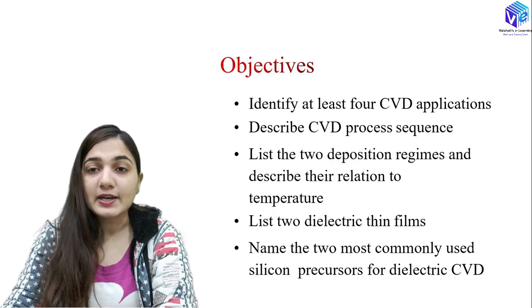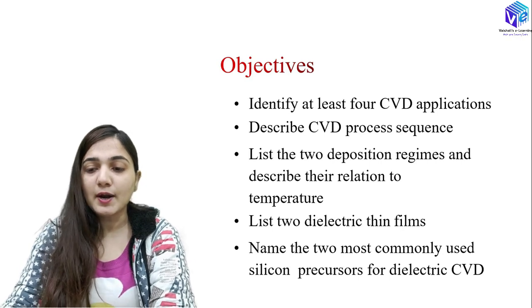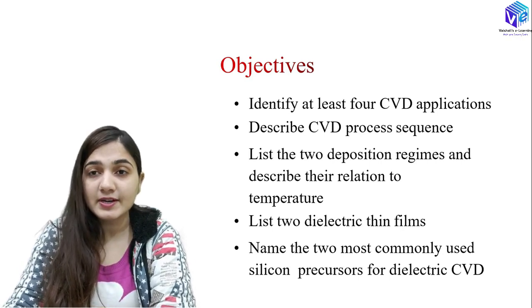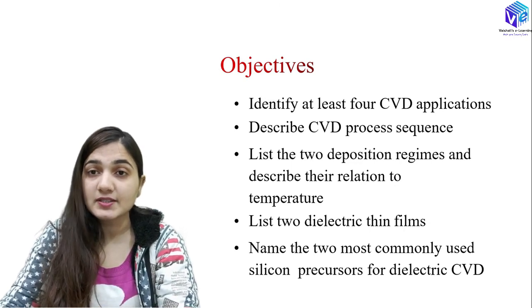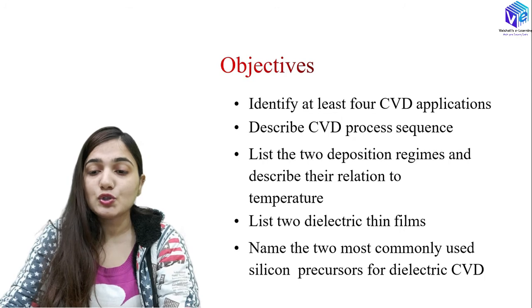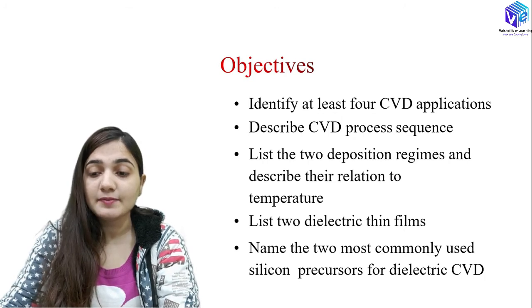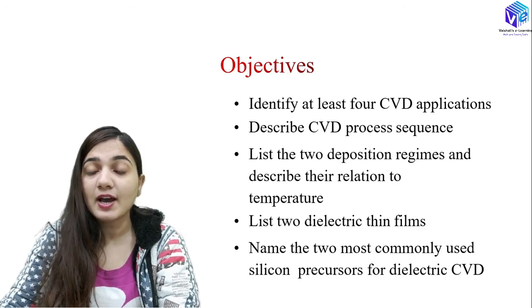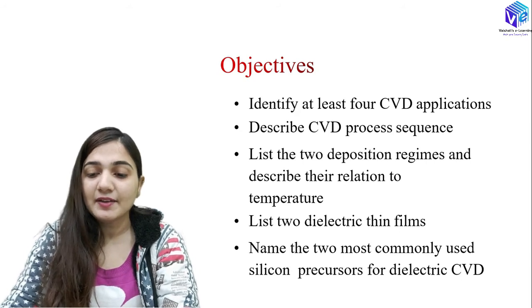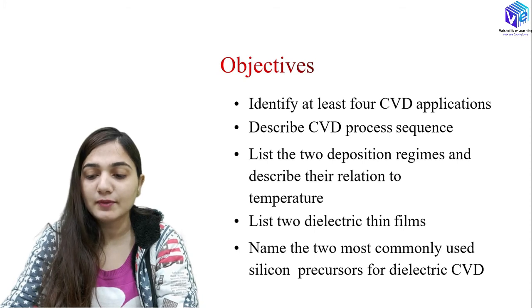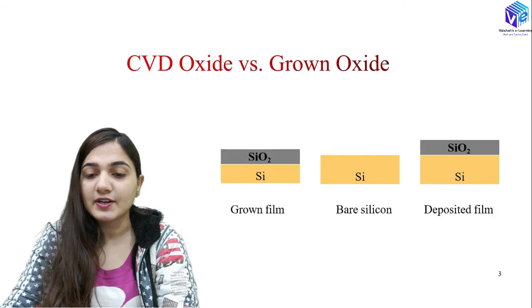So the objectives of all these videos are to identify at least 4 CVD applications. Then we are going to see the CVD process sequence, and then we are going to list the 2 deposition regimes and their relation to the temperature. So we are going to see how the deposition regimes are related to the temperature. Then we are going to list the 2 dielectric thin films, and then we are going to name the 2 most commonly used silicon precursors for dielectric CVD.